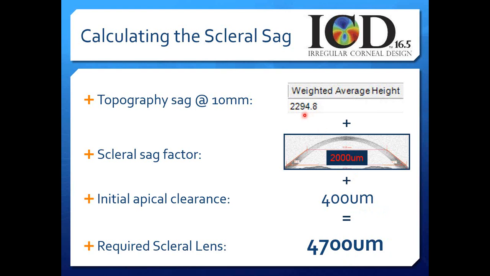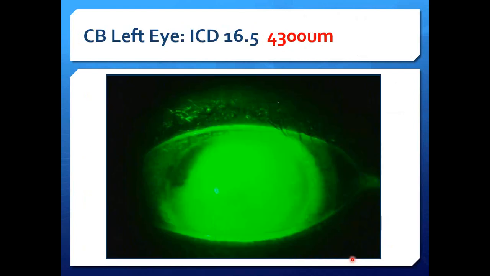So this patient is 2,300 microns corneal sag, plus 2,000 microns for the scleral sag factor. That gives us 4,300 microns. Plus we want an apical clearance of 400 microns on insertion, and that gives us an ICD trial of 4,700. So what if we blow it and we put on a lens far too low in sagittal depth? Instead of the 4,700 micron lens, we put on the 4,300 micron lens, 400 microns lower. In this case, the lens looks like it vaulted central corneal tissue by enough.